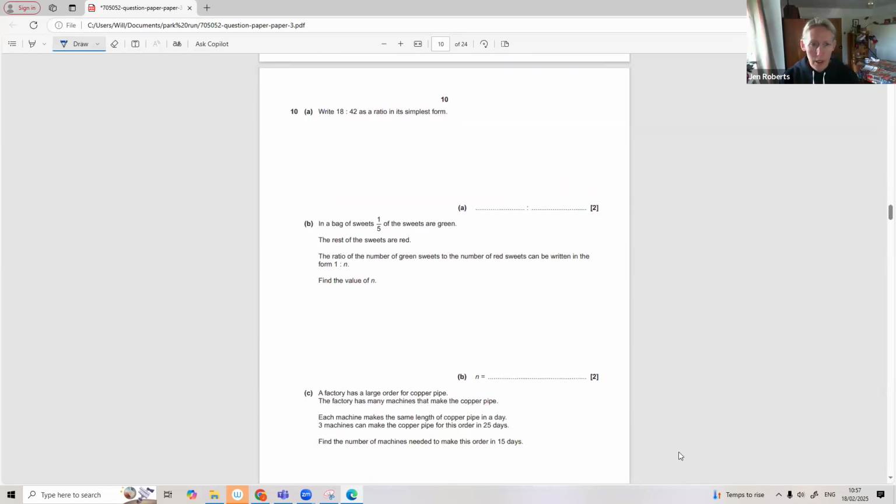Simplify this ratio. I can see I've spotted that 6 is a factor of them both. I'm going to divide them both by 6, which gives you 3 to 7.